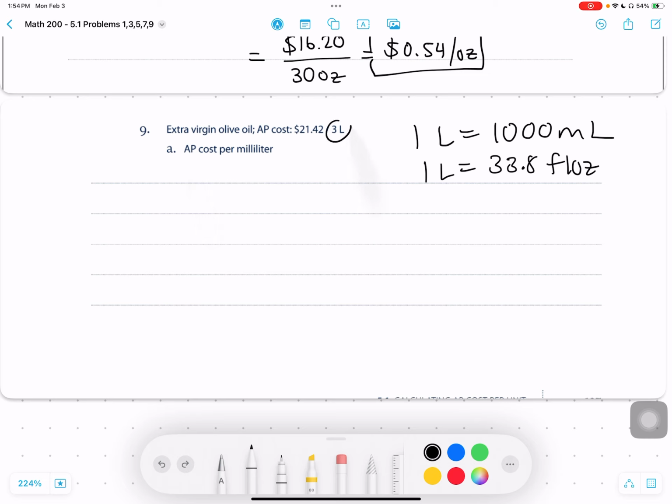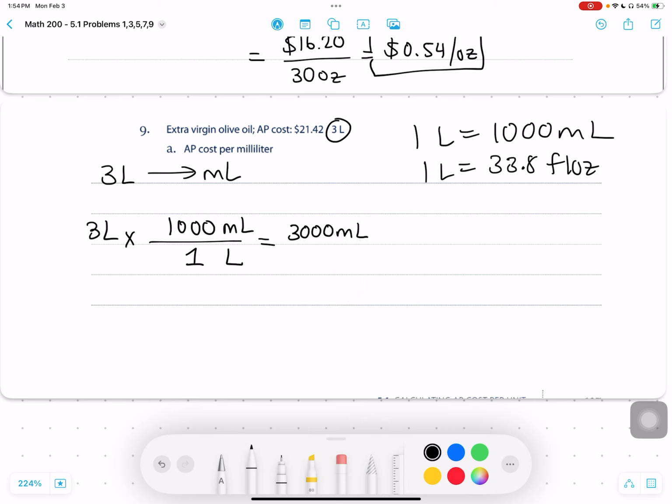So I'm going to take the 3 liters as the first thing and convert it to milliliters. So go to the conversion table and you'll see 1 liter is 1000 mLs. So let's go ahead and start converting. Liters on the bottom, mLs on the top. 1 liter is 1000 mLs. So total amount of milliliters that I'm dealing with is 3,000.